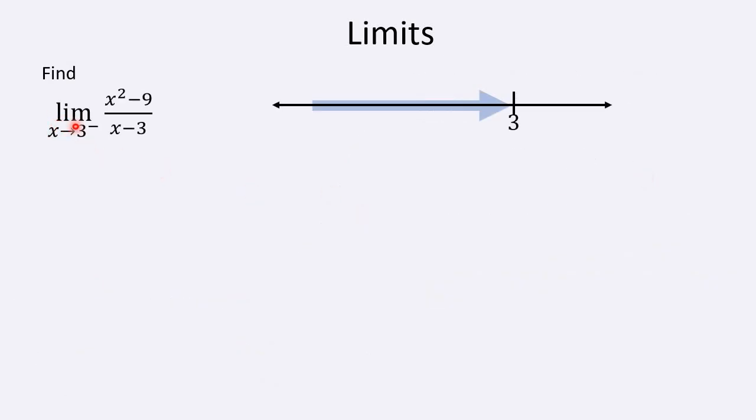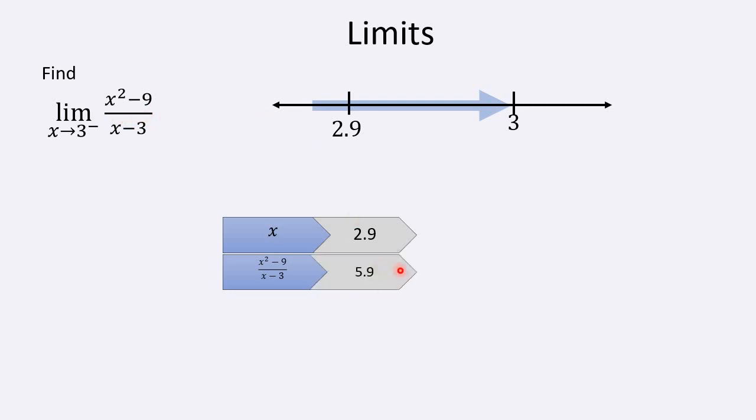So here's an example. Find the limit as x approaches 3 from the left of x squared minus 9 over x minus 3. Here's the number 3 on the number line. We're going to be approaching 3 from the left. So we're going to plug in numbers smaller than 3, getting progressively closer to 3. So let's look at the x values and the function values. Let's start really close to 3, with a number like 2.9. I'll plug it in, 2.9 squared minus 9, divide that by 2.9 minus 3, and the result will be 5.9.